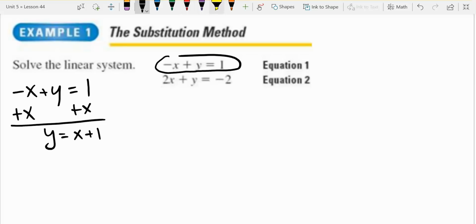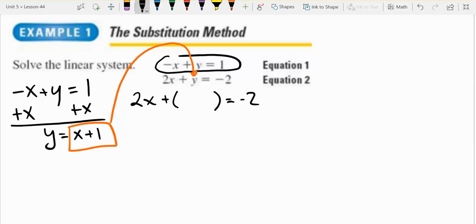So what we're going to do is substitute in our value of y in for y in our other equation. That's why this method is called substitution. So we solve one of our equations for one of the variables, and now we substitute that variable into our other equation. So what is that variable equal to? It's equal to x plus 1. So now we just finish off.